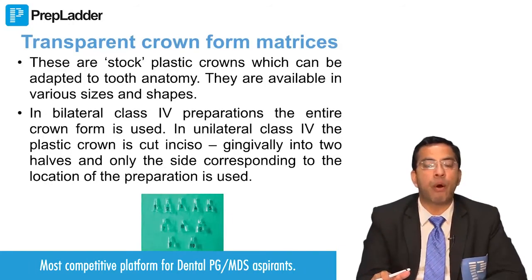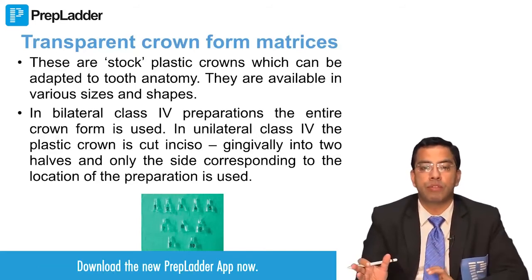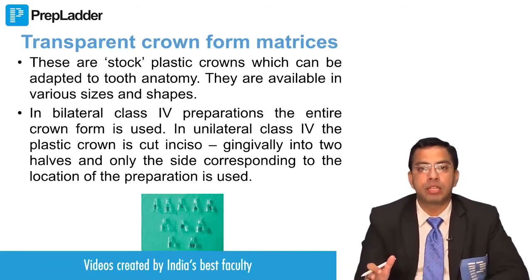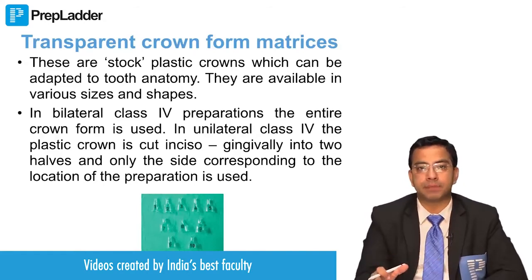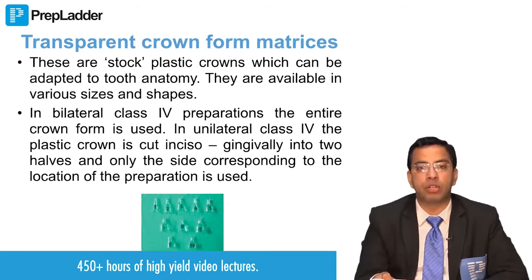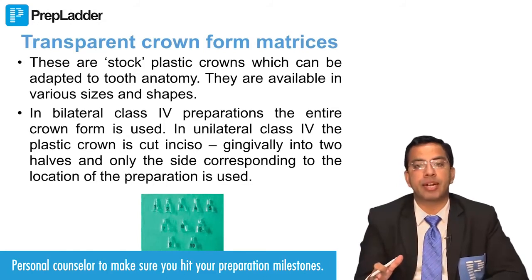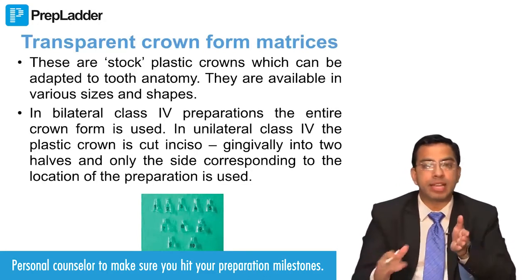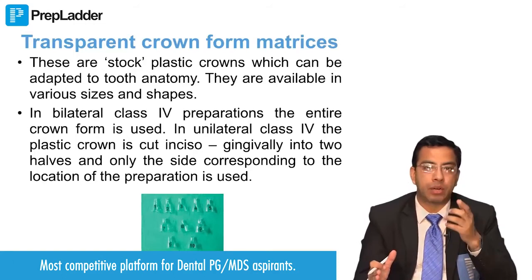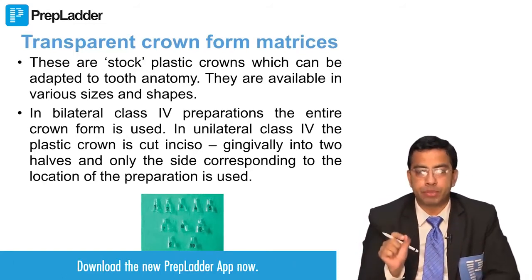Transparent crown form matrices. These are the transparent crowns, hollow, which are available according to the size of the teeth. These are stock plastic crowns which can be adapted to the tooth anatomy. They are available in various sizes and shapes. In a bilateral class 4 preparation, that is where the mesial as well as the distal surface are lost of the tooth structure, the entire crown form is used.